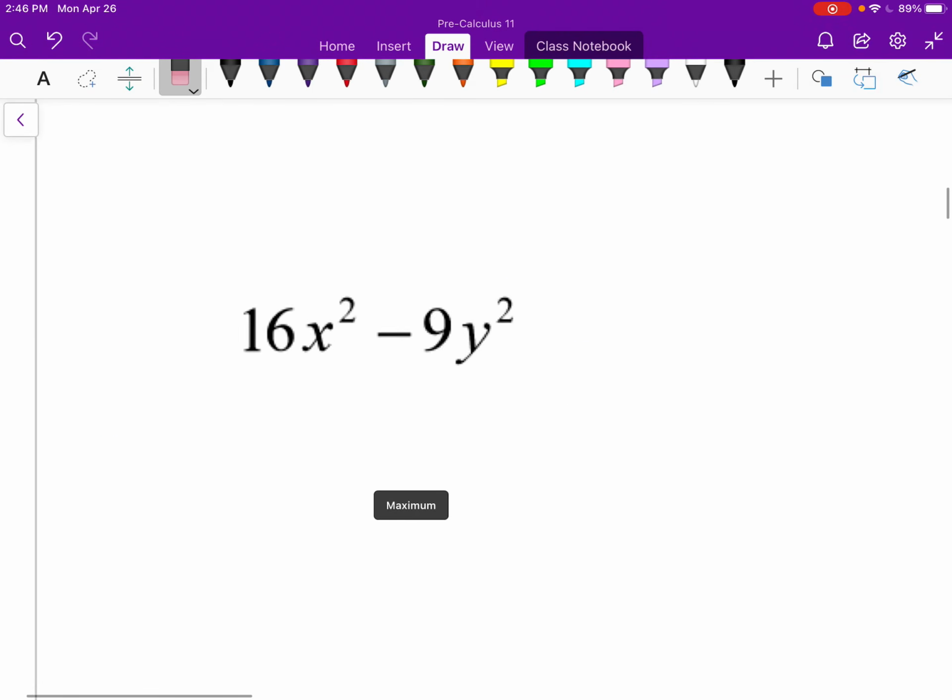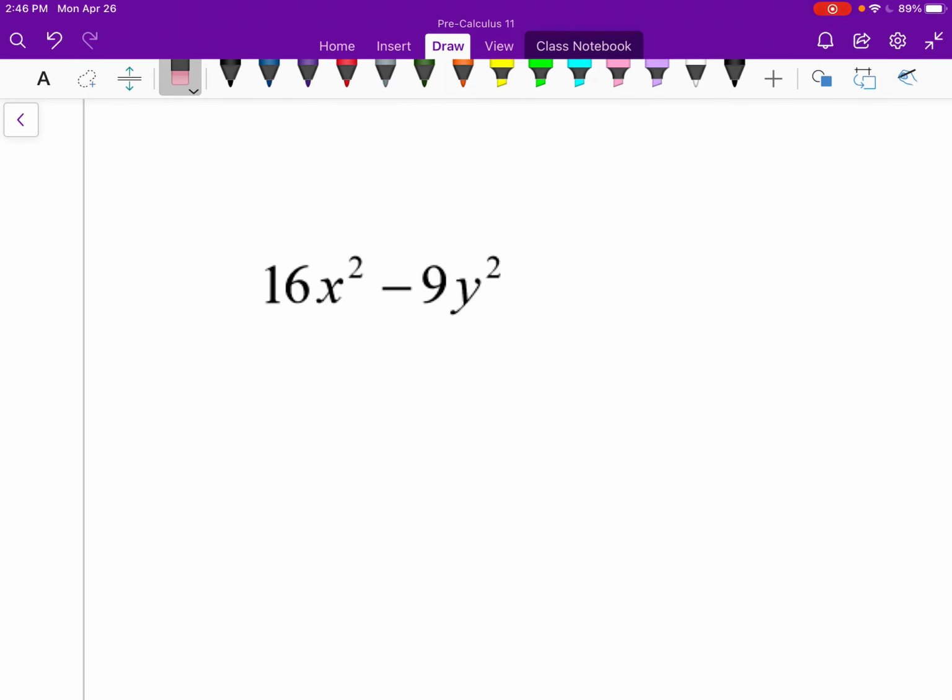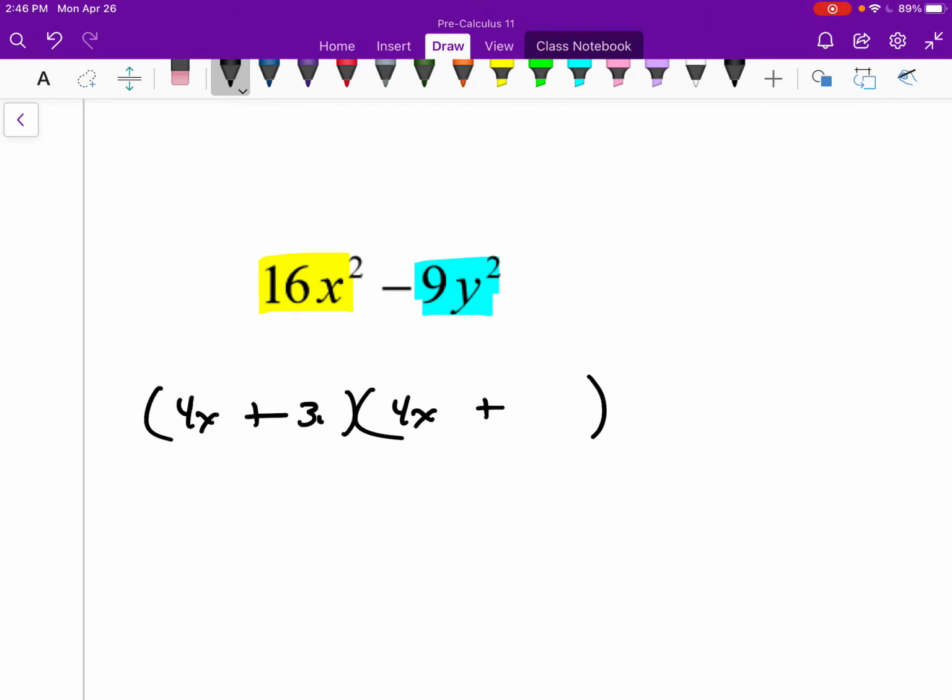Let's look at this one right here. Again, both of these, 16x squared and 9y squared, are perfect squares. And so I can immediately factor this. I'm going to have 4x as the first term in both and 3y as the second term in both. Oh, one of these should be minus. I'll make that minus. There we go.